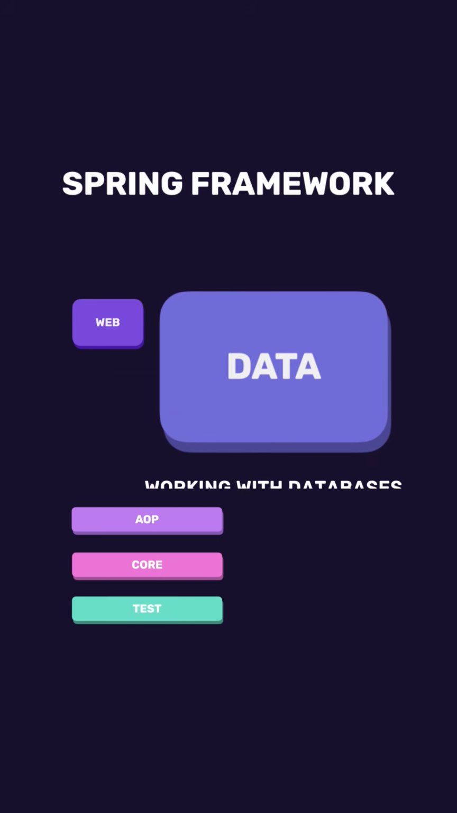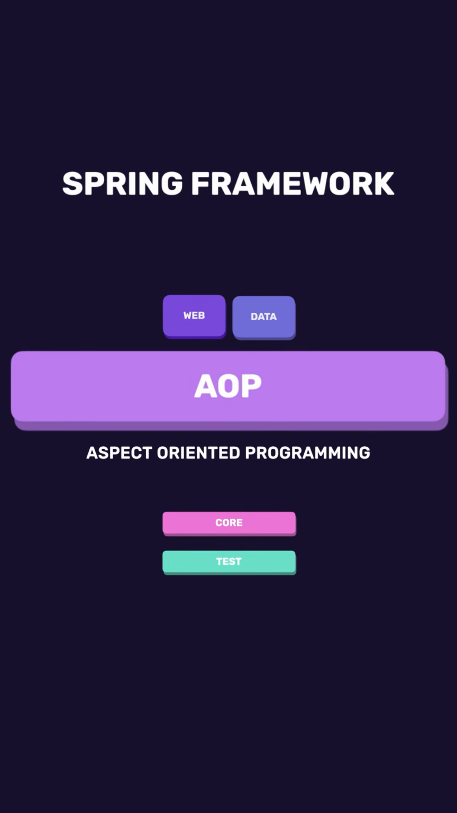In the data layer, we have modules for working with databases, whether you're using SQL, NoSQL, or even in-memory databases. We also have a module for adding cross-cutting features like logging or security without cluttering the main code. This is called AOP, or Aspect-Oriented Programming. We also have Spring Test for testing of Spring components.